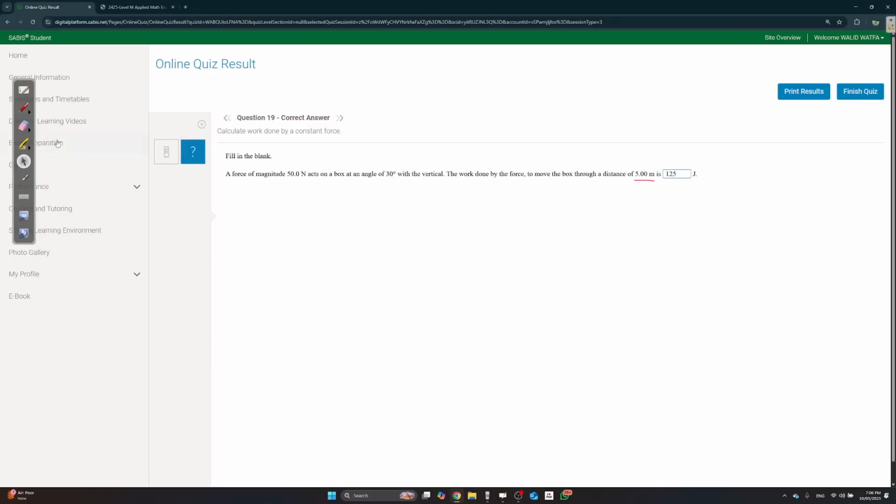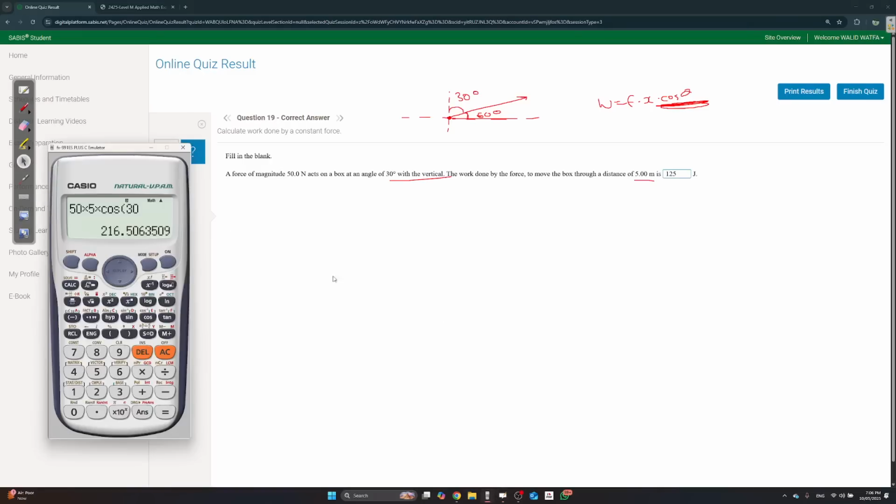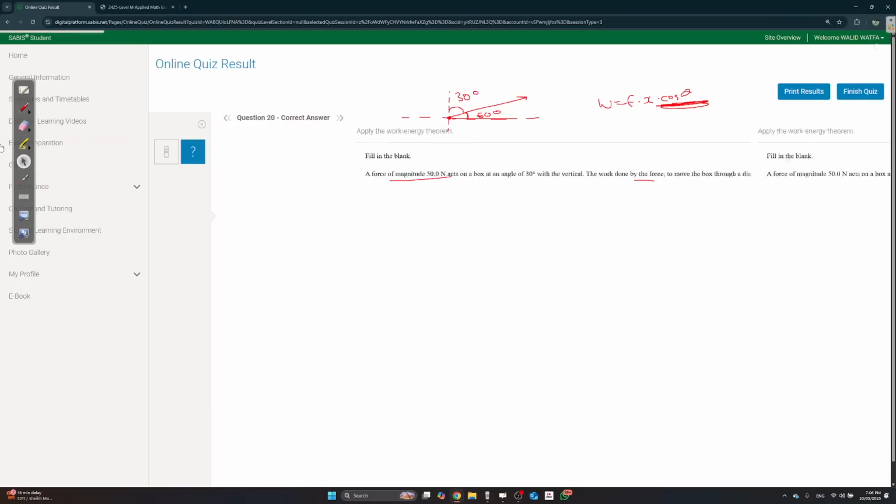Whoa, 30 degrees with the vertical. Okay, that's a funny one. Whoever wrote this thinks they're smart. They think, oh my god, I'm tricking students. So 30 degrees with the vertical. So it's going to be like this, 30 degrees. So obviously here it's going to be 60 degrees. And work is just equal to F times distance times cosine theta. But theta has to be between the x-axis and the force. So force in this case 50 times distance 5 times cosine 60, 125. Very easy.